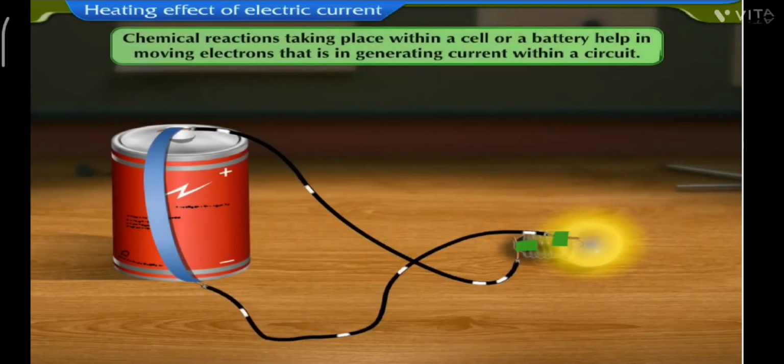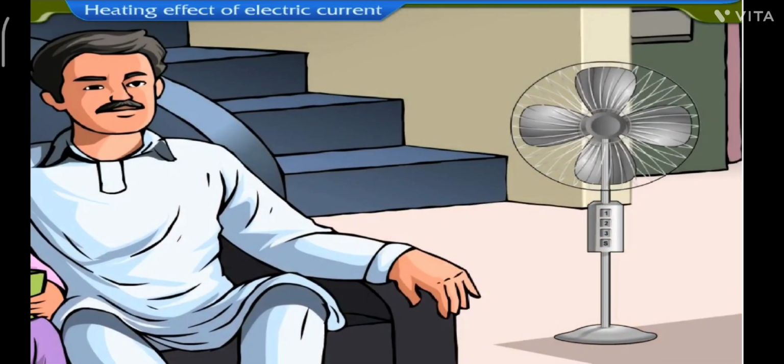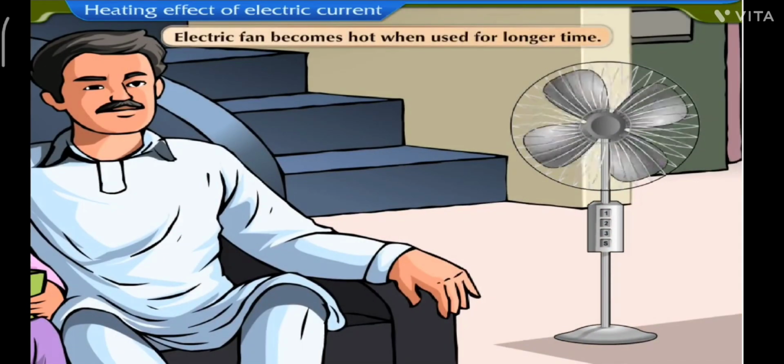Chemical reactions taking place within a cell or a battery help in moving electrons, that is, in generating current within a circuit. To maintain current in the circuit, the source needs to spend energy continuously. You might have observed that an electric fan becomes hot when used for a longer time.